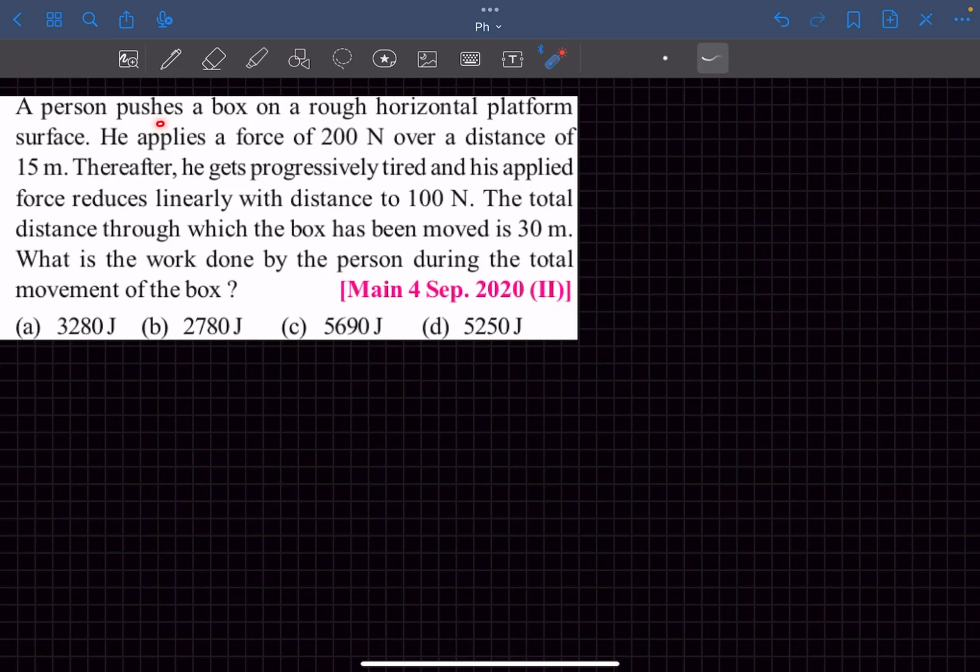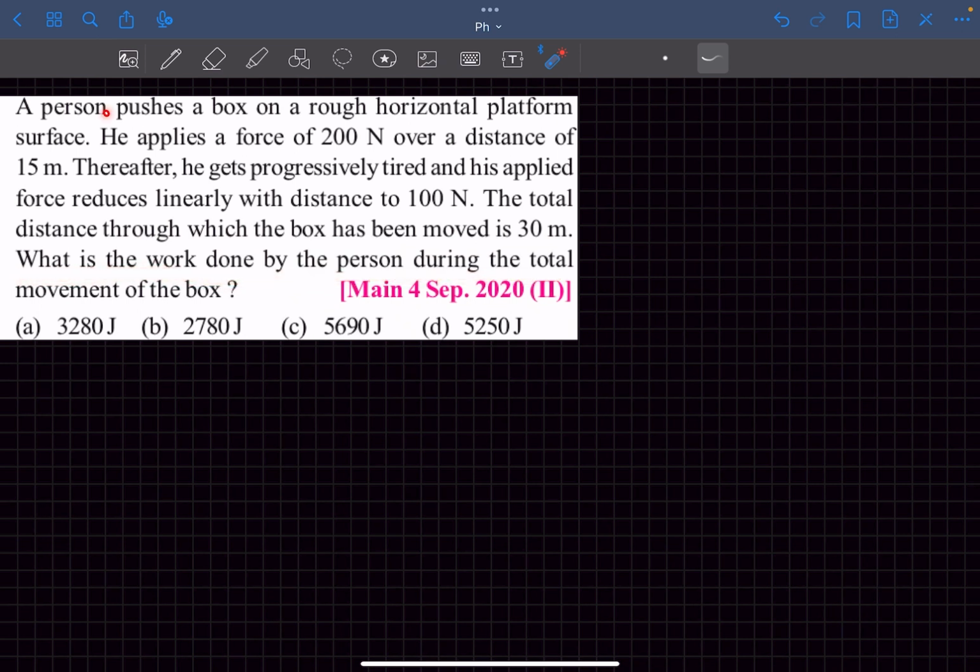So we have a person who's pushing a box on a rough horizontal platform. He applies a force of 200 Newton over a distance of 15 meters. Thereafter, he gets progressively tired and his applied force reduces linearly with distance to 100 Newton. So the total distance through which the box has been moved is 30 meters. What is the work done by the person during the total movement of the box?